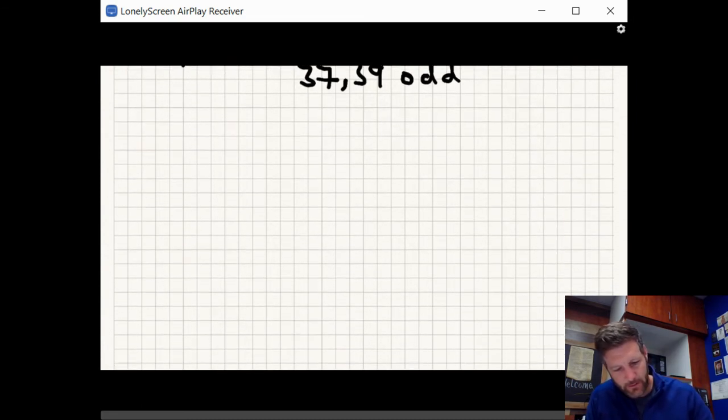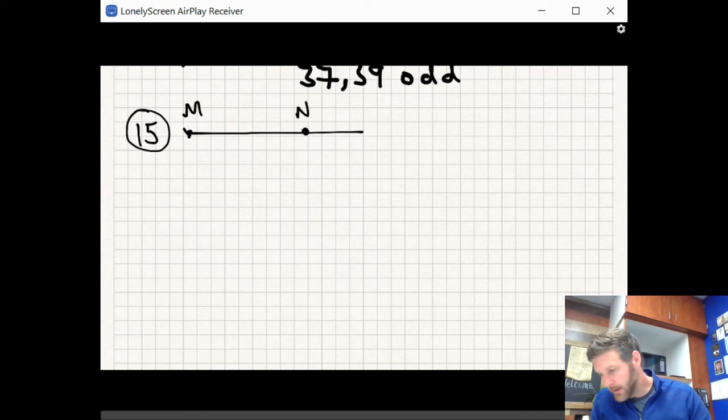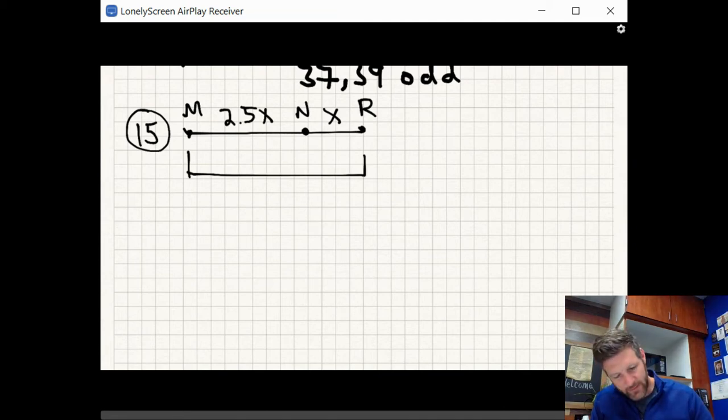Let me write that in there. Number 15. Okay, so 15, it gives us this drawing where it says find m and n. I forgot to sketch this ahead of time, but let me do it real quick. We've got m, and then we have n, and we have r. The distance between n and r is variable x, and over here is 2.5x, and the entire distance has been given to us as 5x minus 3.